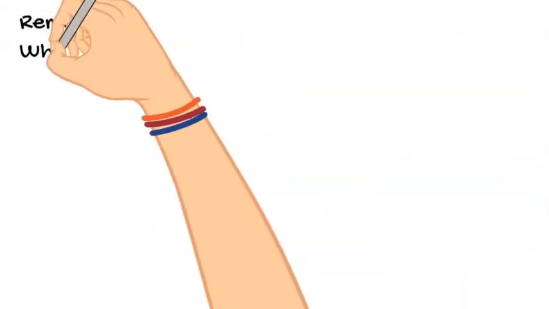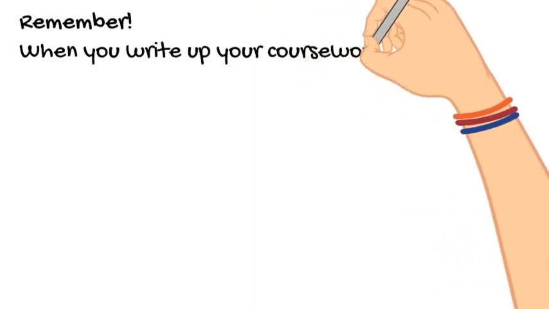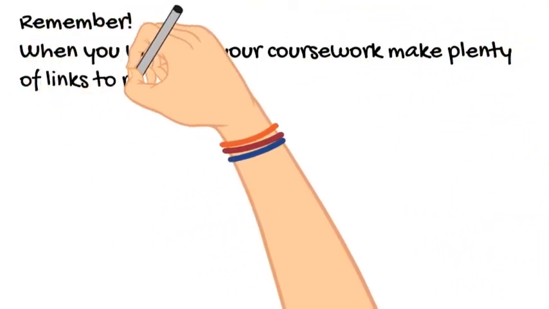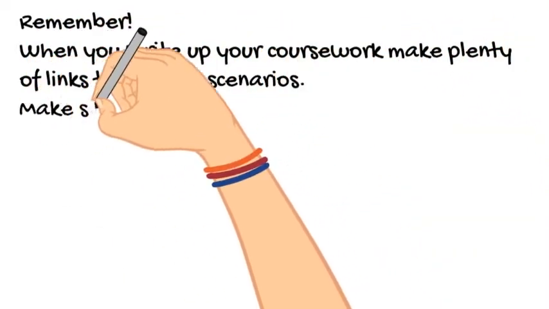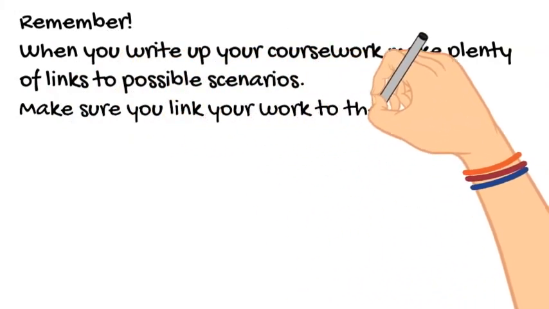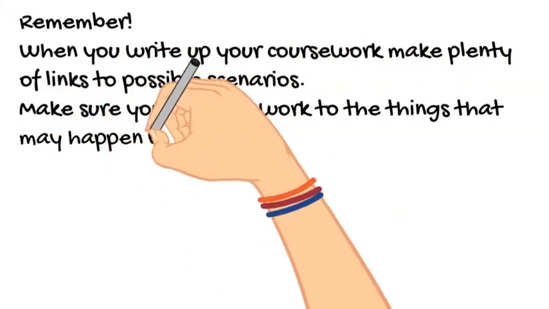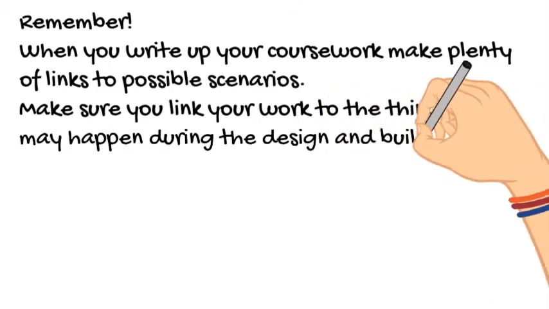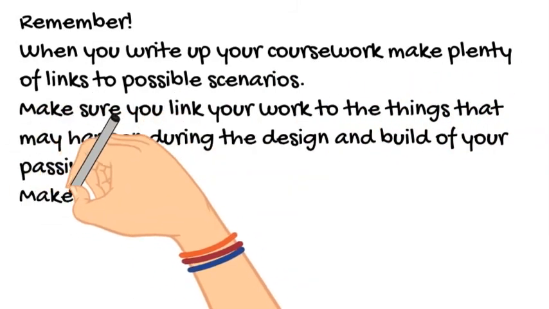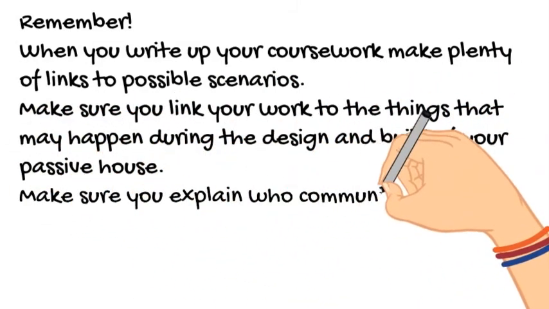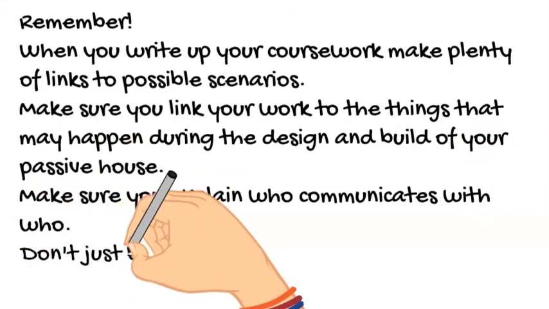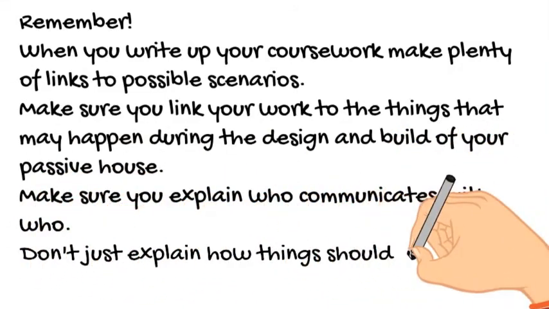Remember, when you write up your coursework, make plenty of links to possible scenarios. Make sure you link your work to the things that may happen during the design and build of your passive house designs. Make sure you explain who communicates with who, both in the design teams and the site teams, and not just at the start, but throughout the project. Don't just explain how things should work, describe the factors that may cause problems along the way.